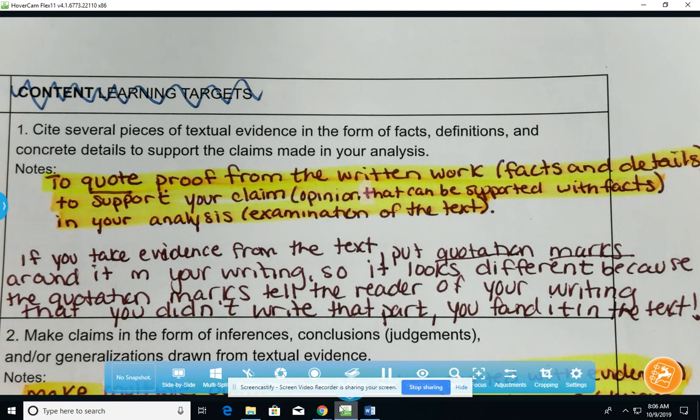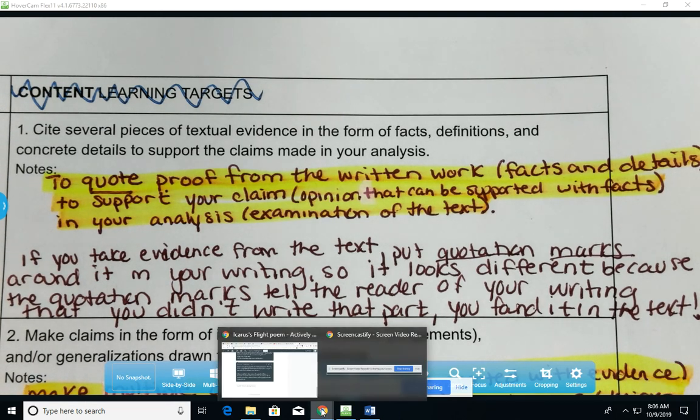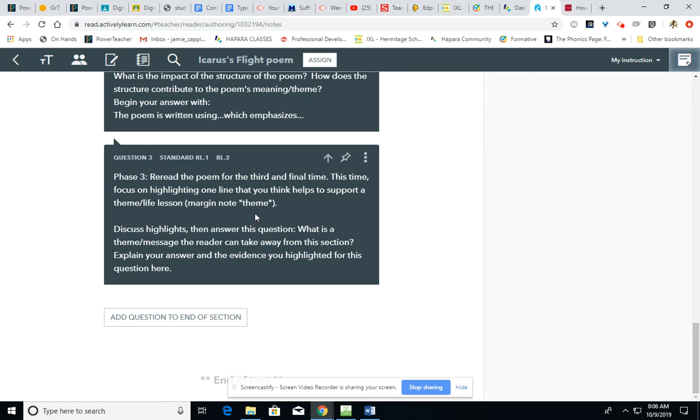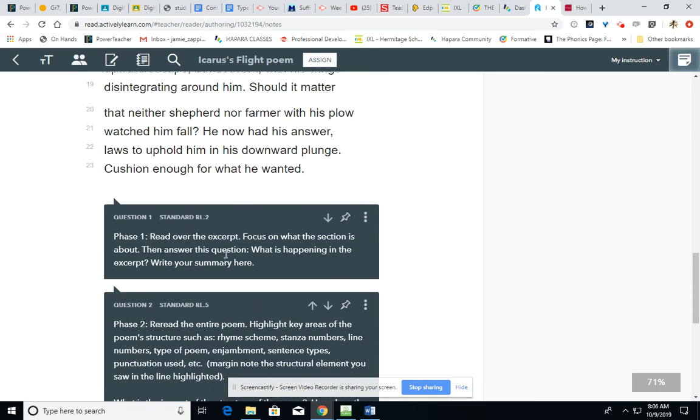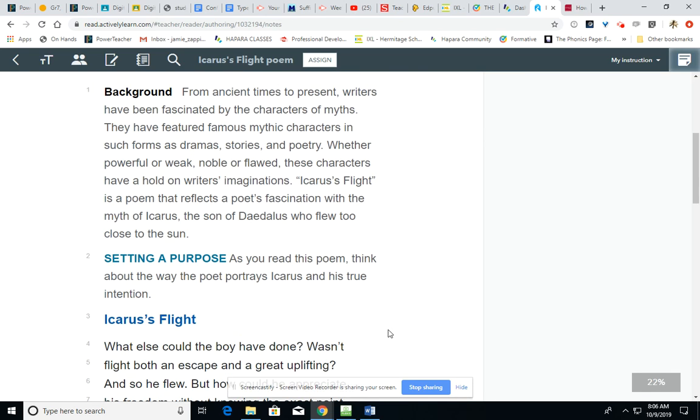Provide a quote. You'll notice within phase 2 and 3 of the close reading, I do ask for you to highlight and margin note. That would be the evidence that you want to quote within the answer response. So go ahead and get started on today's close reading of the poem, Icarus's Flight.